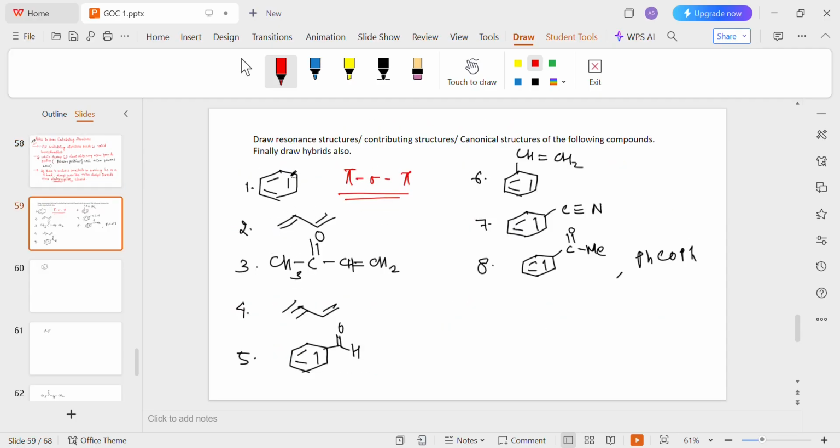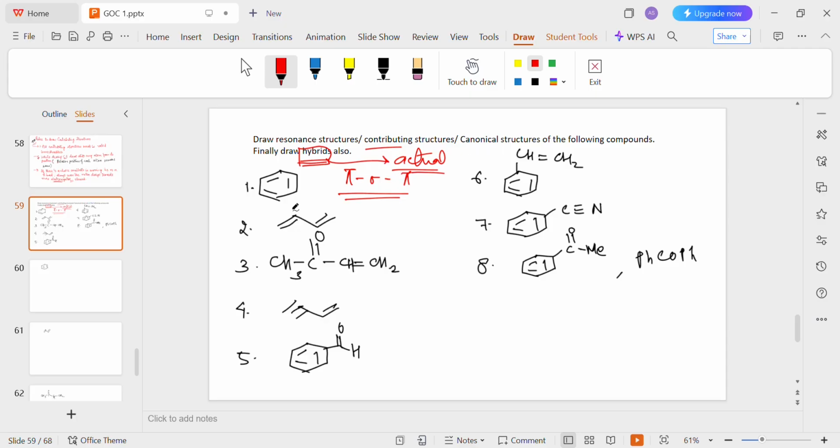Okay, so this is the first structure. This is benzene, nothing but benzene. So we have to draw resonance structure of this. The question says finally draw hybrids also. Hybrids are really important. The hybrid structure is the actual structure of these compounds. Contributing structures are only the structures which contribute to the actual structure. The actual structure is between the contributing structures. All contributing structures have some contribution to the actual structure, that is why they are called contributing structures, resonance and canonical forms.